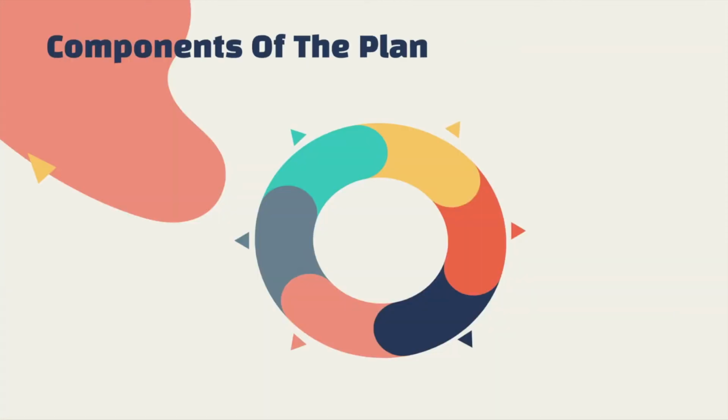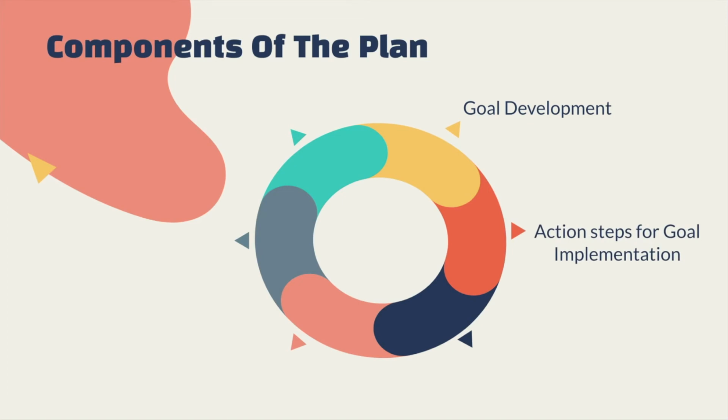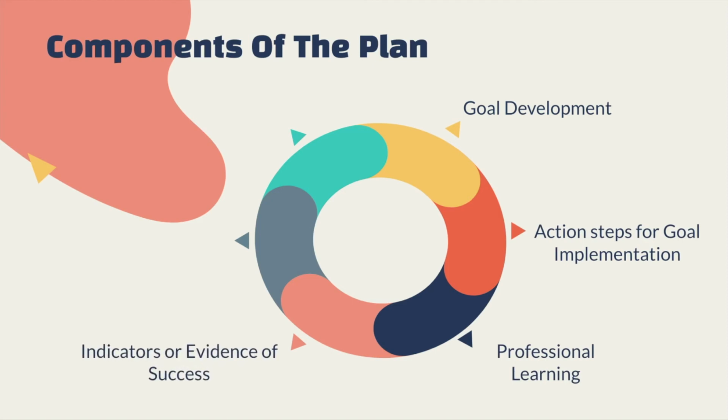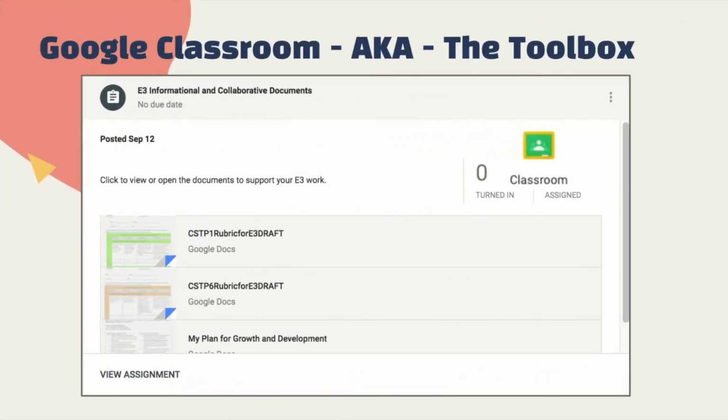The growth plan is comprised of these following components: a space for goal development, action steps for goal implementation, identifying your professional learning, identifying indicators or evidence for success for you as a teacher as well as for your student, a space for check-in sessions when you meet with your site administrator, and lastly, a place for self-reflection. Again, all of these items will be found in a Google Classroom. We call it the Toolbox.